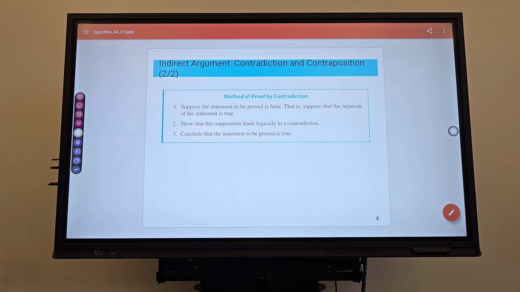Method of proof by contradiction. Suppose the statement to be proved is false. That is, suppose that the negation of the statement is true. Show that this supposition logically leads to a contradiction, and conclude that the statement to be proved is true.